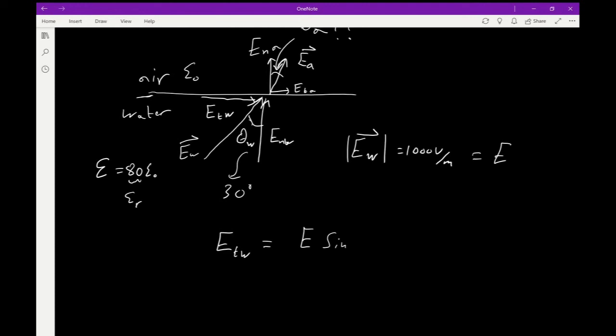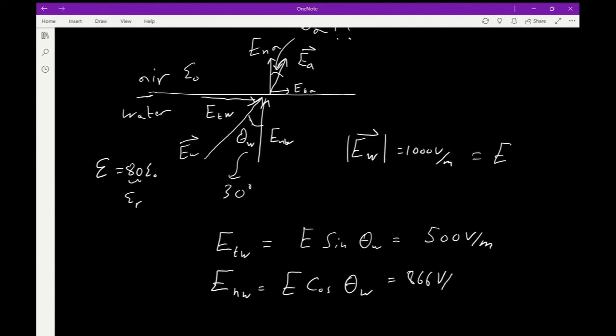Sine, is it sine or cosine? Yeah, it's E sine theta W, so that's 1000 times sine 30, which turns out to be 500 volts per meter, right? And then the normal component is E cosine theta W, so it's 1000 cosine 30 degrees, which turns out to be 866 volts per meter.